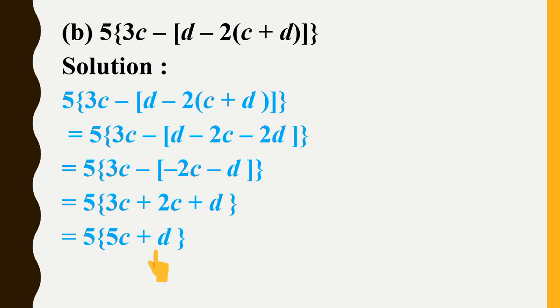So now we will solve the curly brackets. 5 multiplied by 5c will be 25c, and 5 multiplied by d will be 5d. Got it? This is the answer. Thank you.